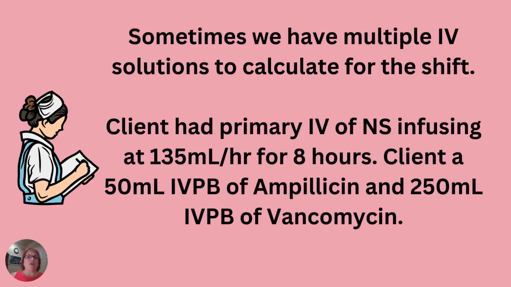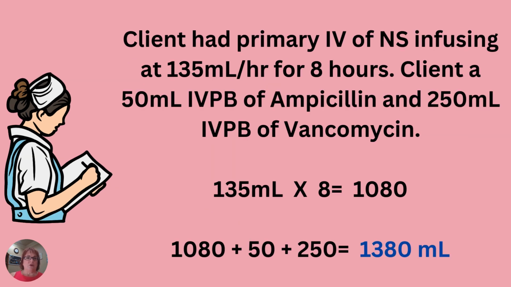Sometimes we might have multiple IV solutions to calculate for the whole shift. So for example, the client had a primary IV of normal saline infusing at 135 mL an hour for 8 hours. We also had a 50 milliliter IV piggyback of ampicillin and 250 milliliters IV piggyback of vancomycin. So we do it still the same way. So we had it at 135 for 8 hours. That was our primary. So that is 1,080.